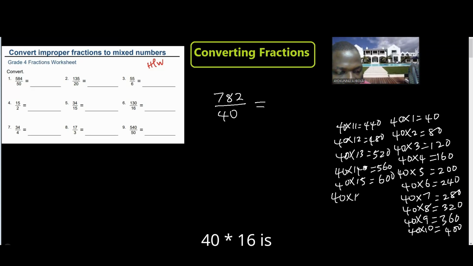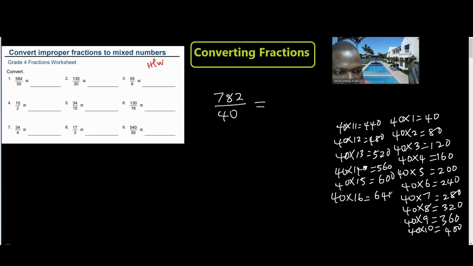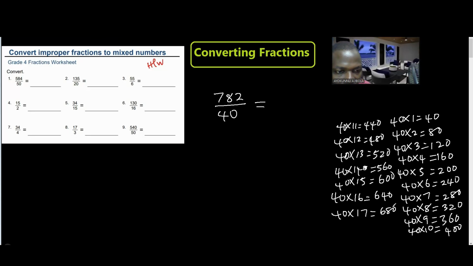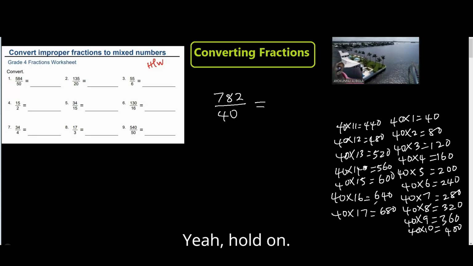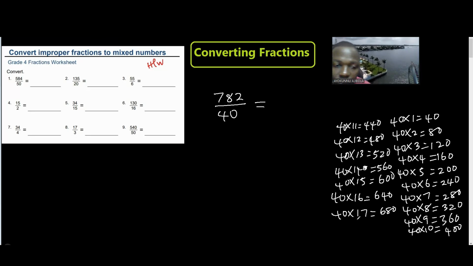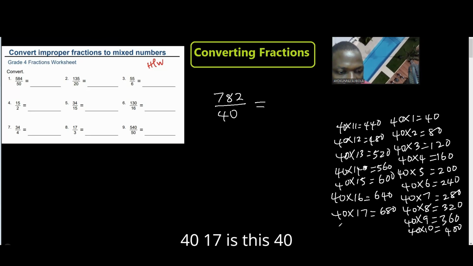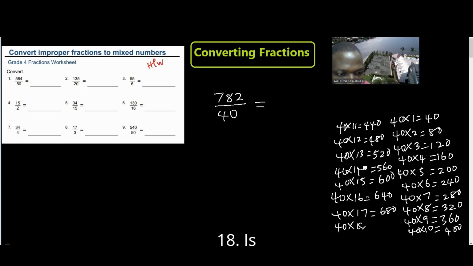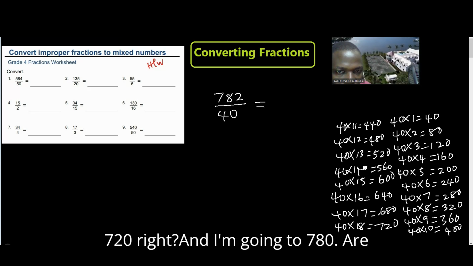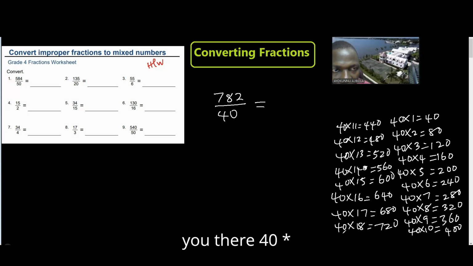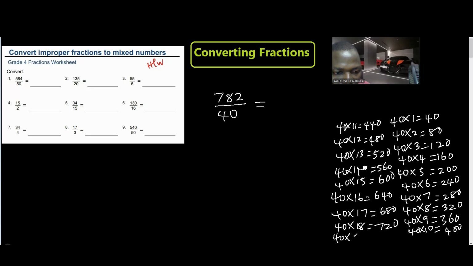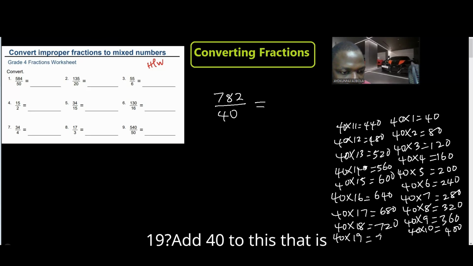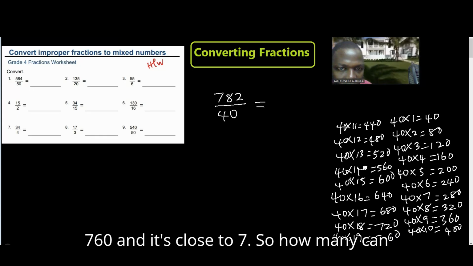40 times 16 is 640. 40 times 17 is 680. 40 times 18 is 720, right? And I'm going to 780. 40 times 19, add 40 to this, that is 760, and it's close to 782.